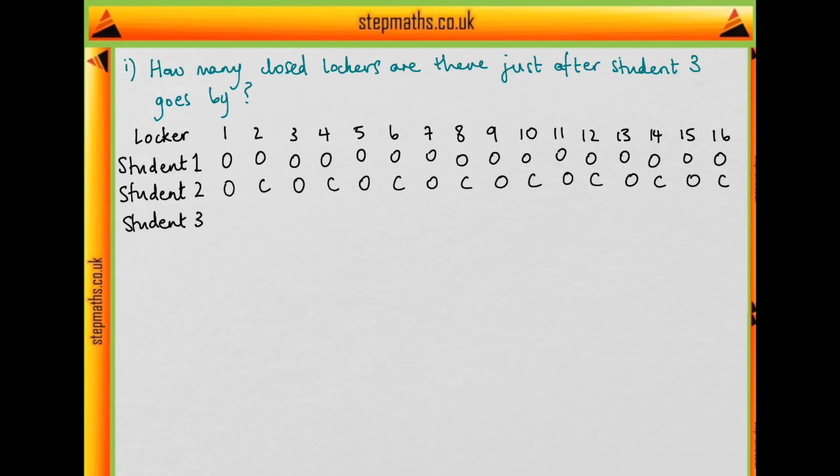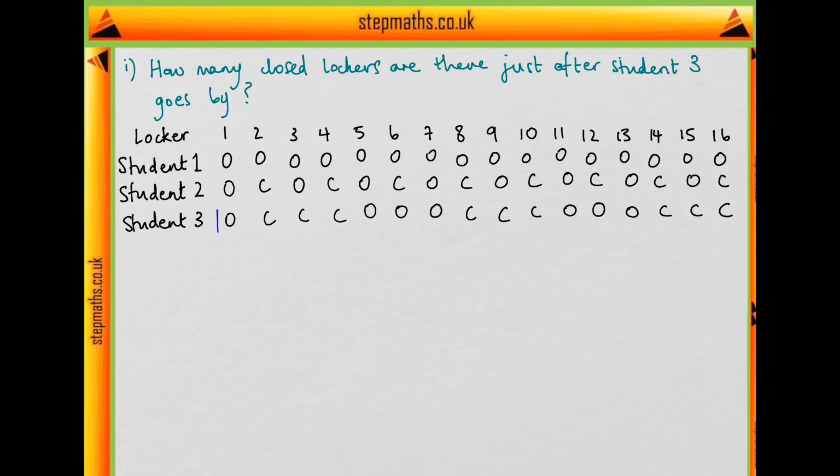Then when student 3 walks by, they change the state of every third locker, so they leave 1 open, they leave 2 closed, but then they change 3 from open to closed, and they leave 4 closed, and they leave 5, and now they change 6, so that's going to become open, and so on. And now we can see there's a pattern for what the lockers are like after student 3 goes by.